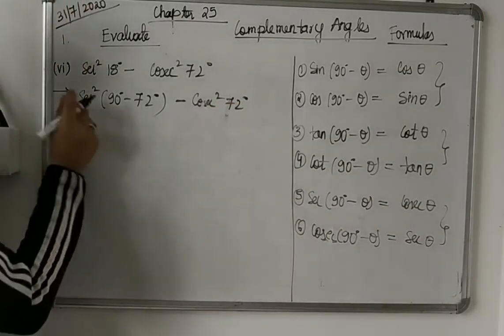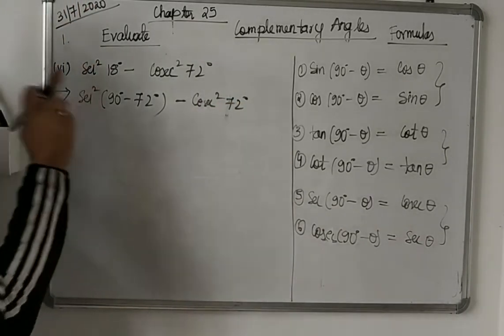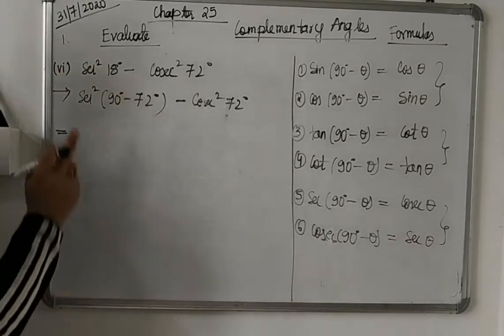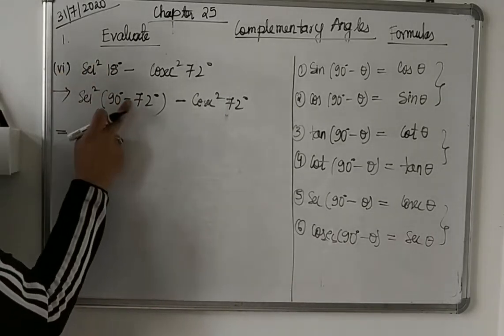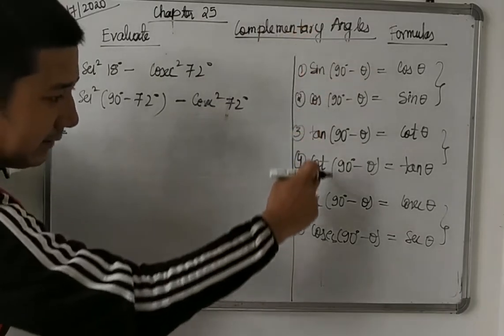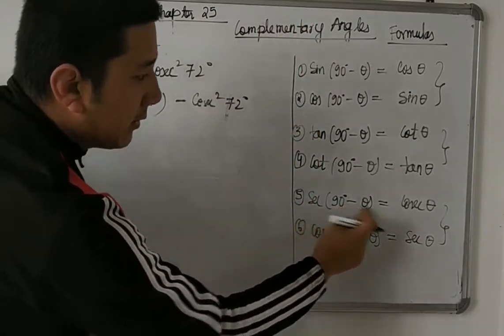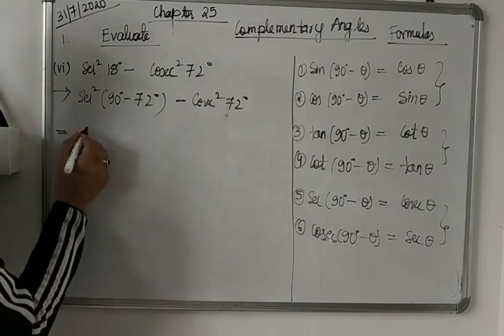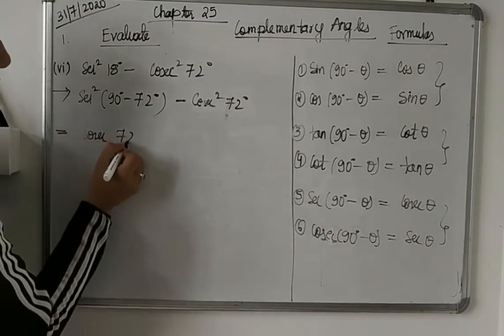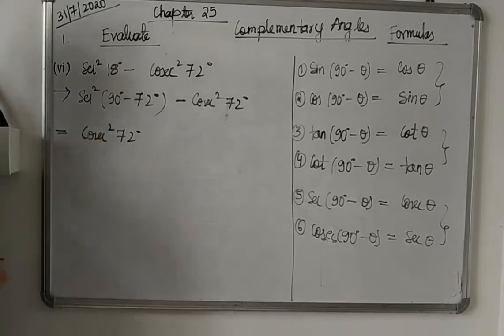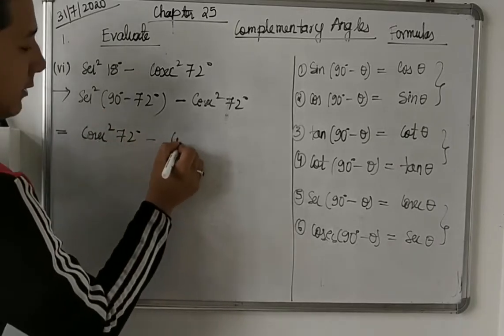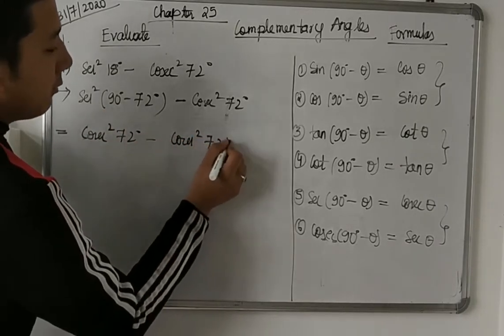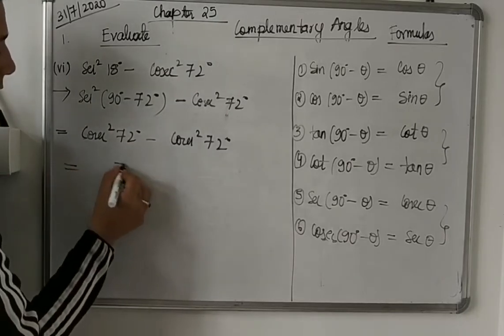Now I'm telling you, forget about the squares for the time being, but you have to write it, okay? So now look at the formula, sec 90 minus theta. What is the formula? Cosec theta. So sec 90 minus 72 is cosec 72, and yes, there is square also. Cosec square 72 minus cosec square 72. What happens? It becomes 0.